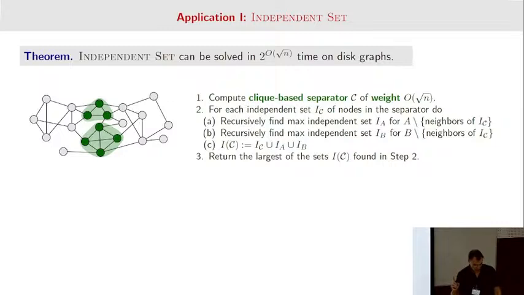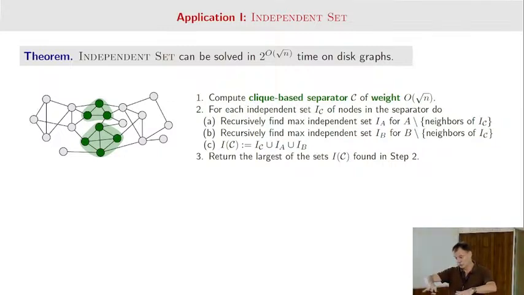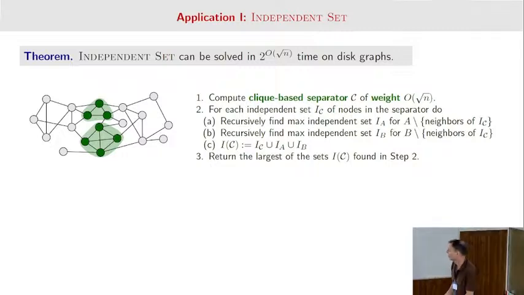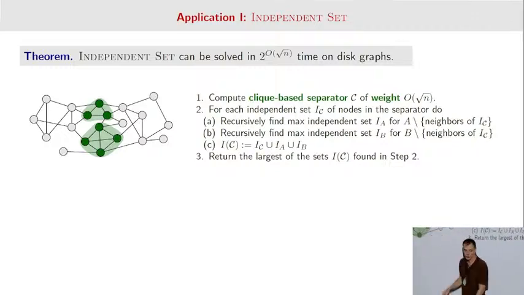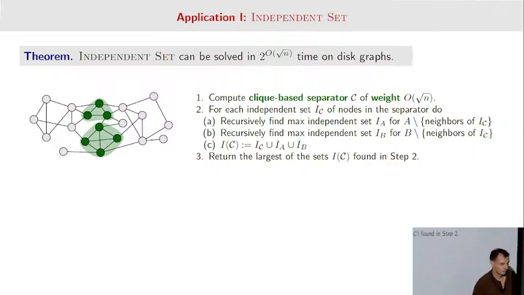Now the argument used to be that you have only square root of n nodes in your separator, so the number of subsets you have to try is 2 to the square root of n. Now I can have a linear number of nodes in it, but in each clique I can take at most one thing. That's why everything works. Here I have my separator, maybe consisting of 2 cliques. So what I have to try are independent sets: maybe one node from here and one node from here, or 0 from there and 1 from there, and so on.